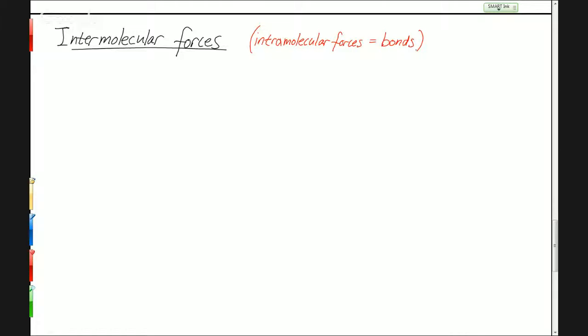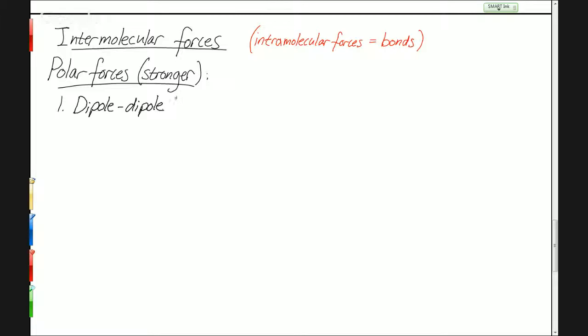There's basically two types of forces that we're going to look at: polar forces and nonpolar forces. So that's where this comes in of what we've just been talking about. We have to figure out if our molecules are polar or not, so we can figure out what type of intermolecular forces they have. So first we're going to look at the polar forces. These are stronger. And there's two types. First, we're going to look at dipole-dipole forces.